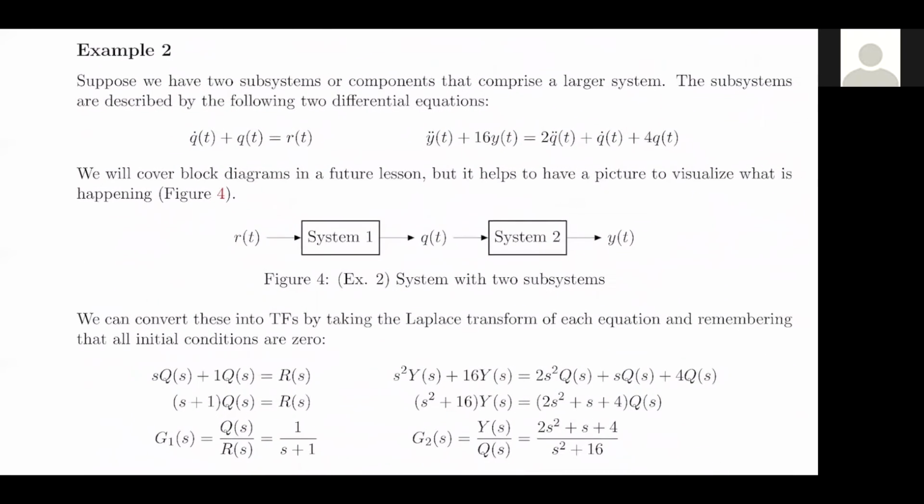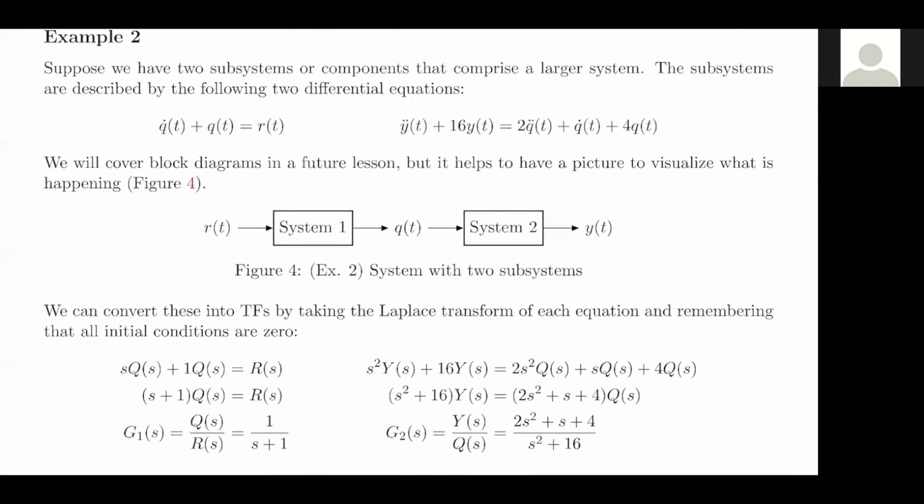Okay, so this is showing this in the next example. So let's say we had two systems. R of t connects through system 1 to Q of t. And then you take Q of t and you put it through a different system. So we have two different differential equations that relate Q of t.